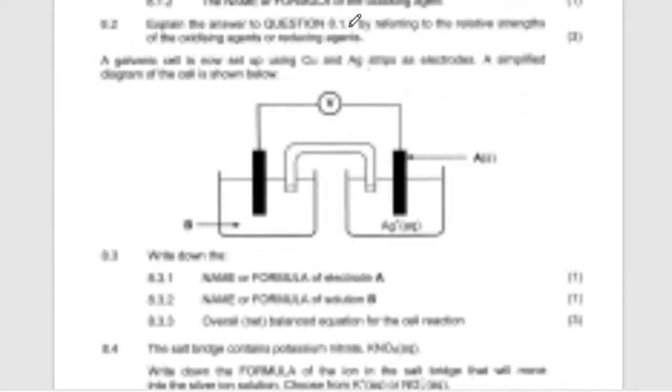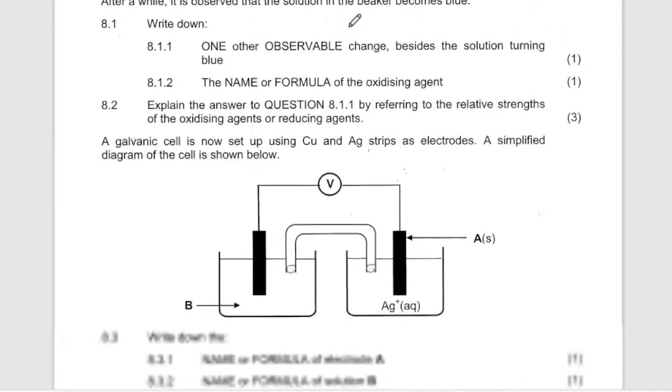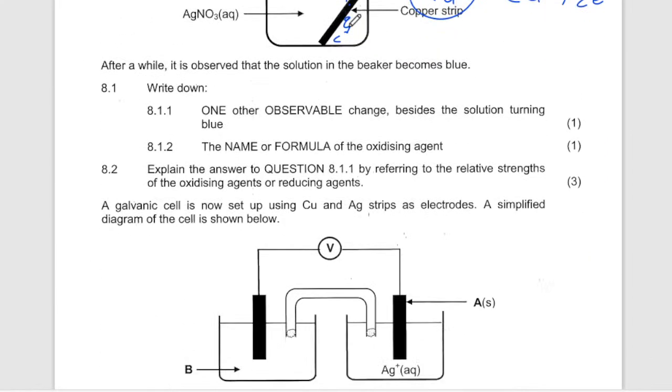Then we go to the next one. Name the formula of the oxidizing agent? We are done with that. They say the formula, so you write it like that. Then they say explain the answer by referring to the relative strength. So we have said that in this case, silver is a strong oxidizing agent so that it can easily receive the electron from copper. So silver can easily receive electrons from copper than copper receiving from silver.